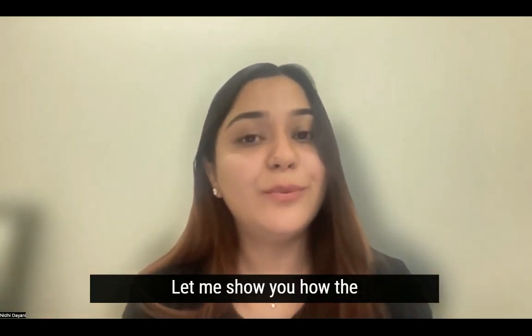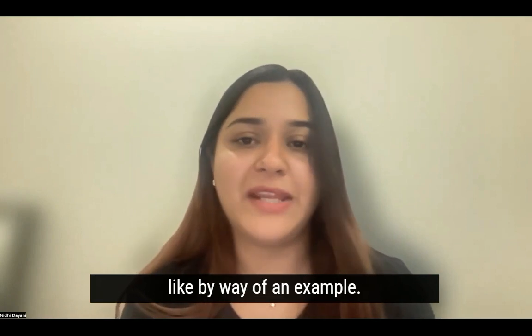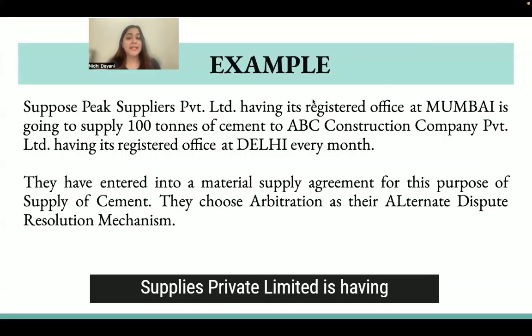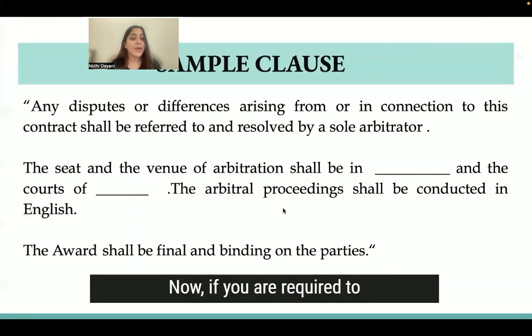Let me show you how the complete clause looks like by way of an example. Consider this situation. Peak Suppliers Private Limited is having its registered office at Mumbai and it's going to supply 100 tons of cement to ABC Construction Private Limited, which has its registered office at Delhi every month. They have entered into a material supply agreement for this purpose, and this is for supply of cement. They choose arbitration as the alternate dispute resolution mechanism. Now, if you are required to formulate a clause for these parties, how would it look like?